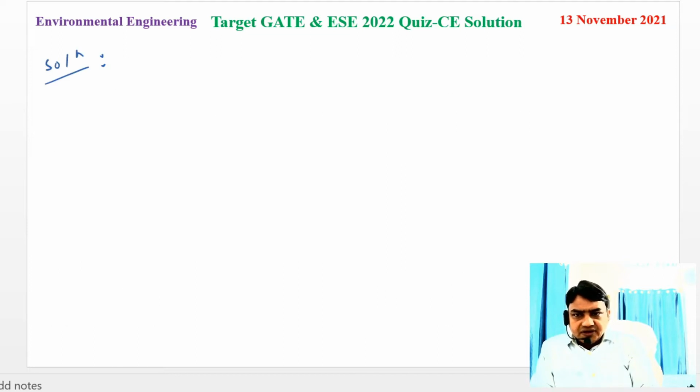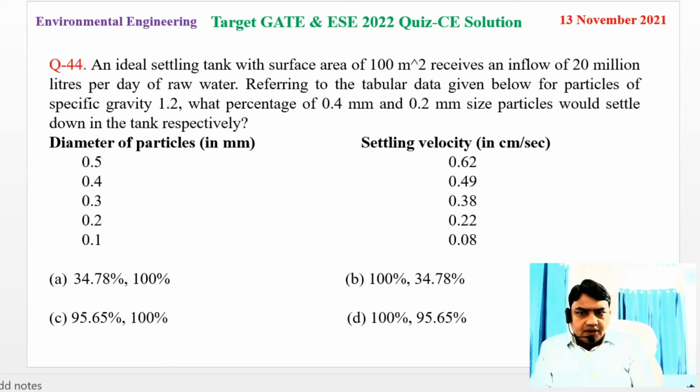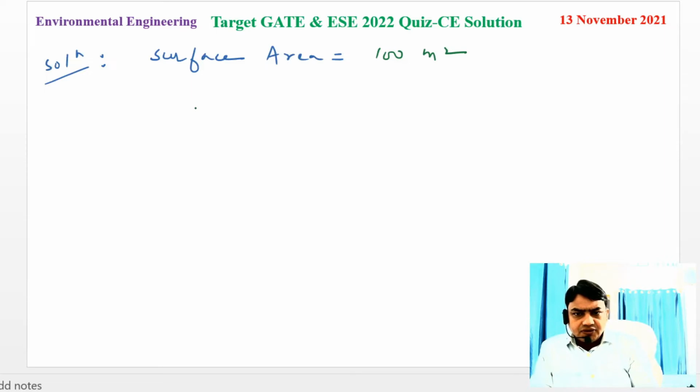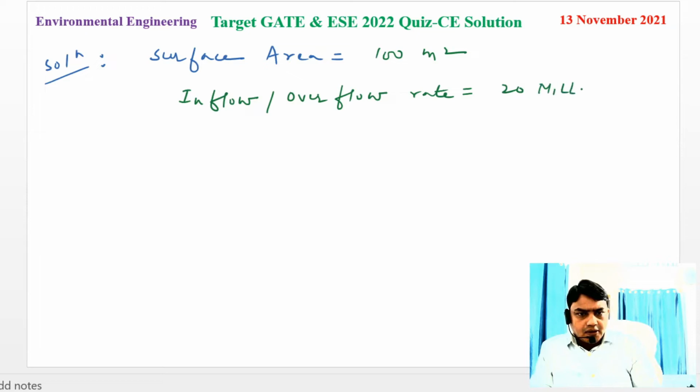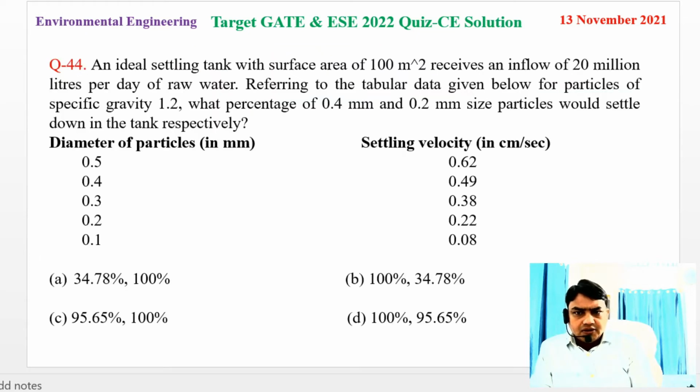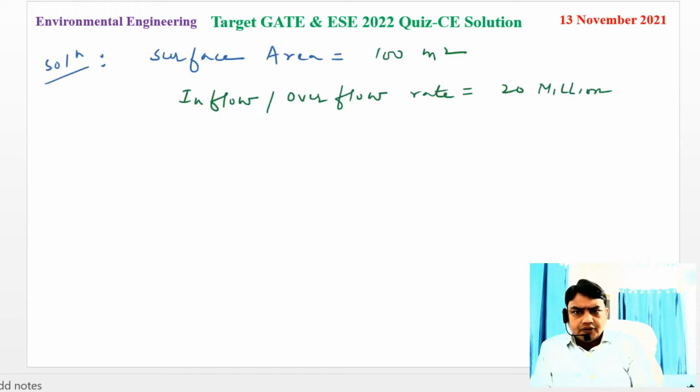So the surface area of the tank is given in the question. Surface area is equal to 100 meter square, and the inflow, that is discharge, or overflow rate, is equal to 20 million liters per day. 20 million liters per day.